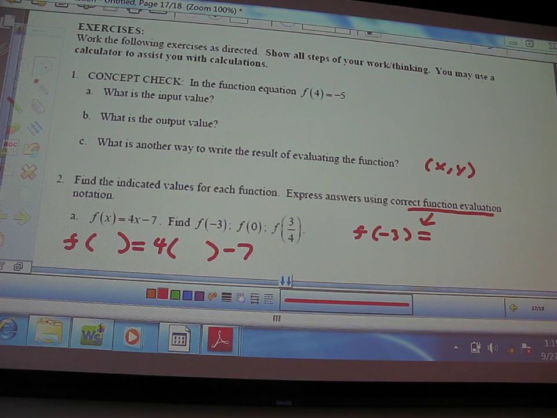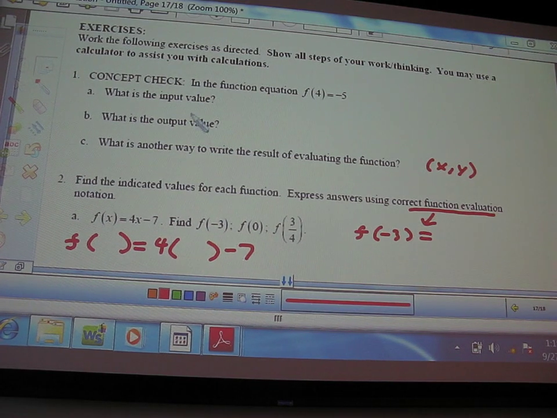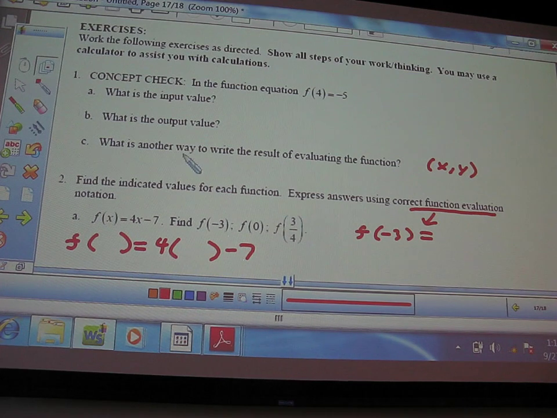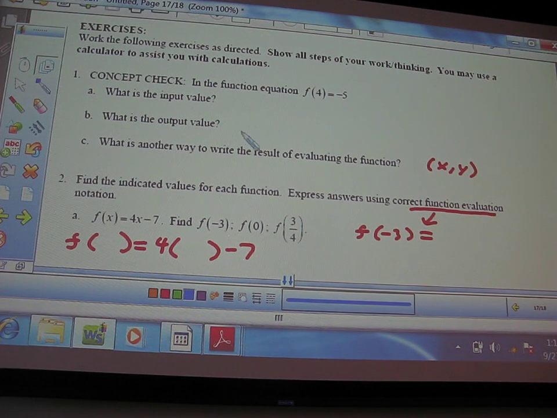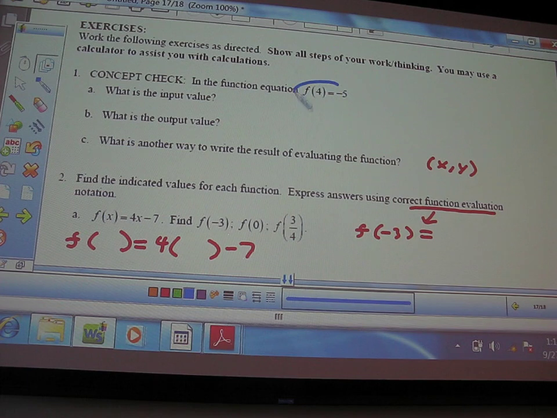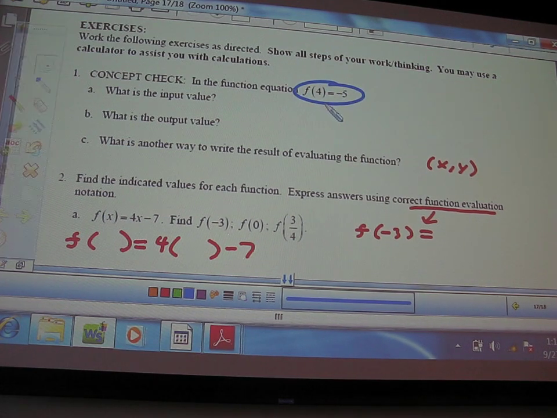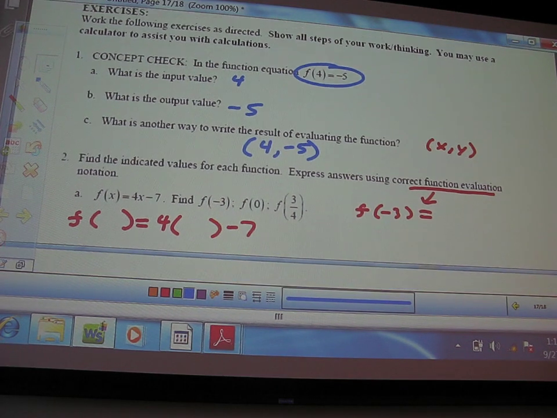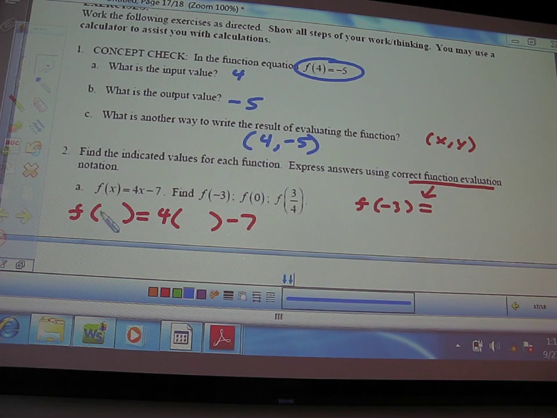Okay, so let's take a look, guys. What do we have? What's my input here? What's the input value? What's my x? 4. What's my y? -5. And y is f of 4, which is -5. So what's my point? 4, comma -5. Great. All right, so this first one, I'm going to put in -3 into here.